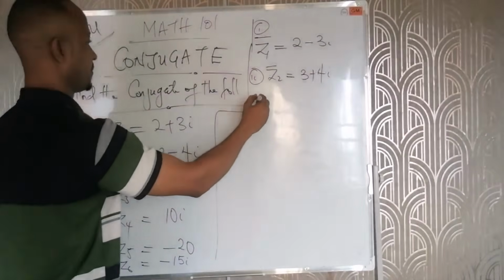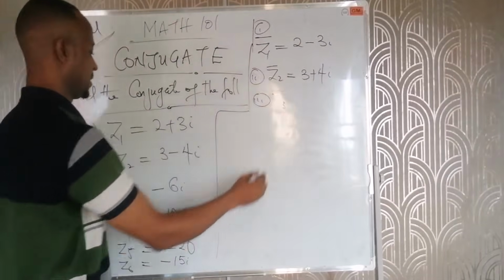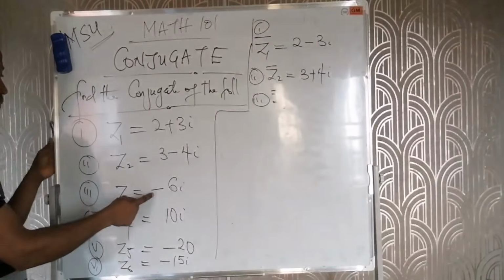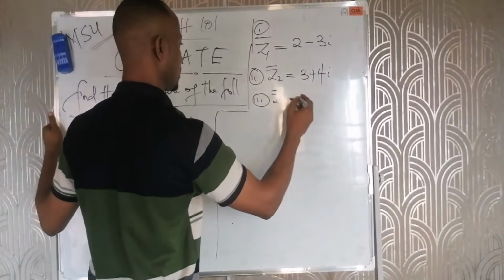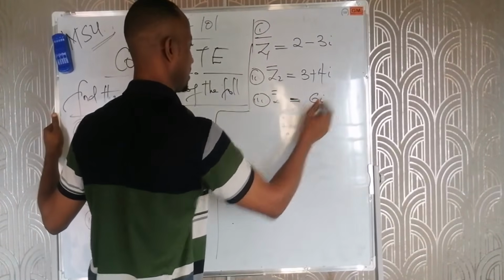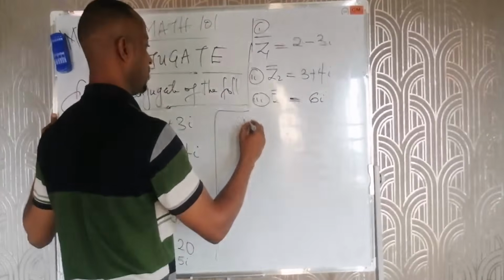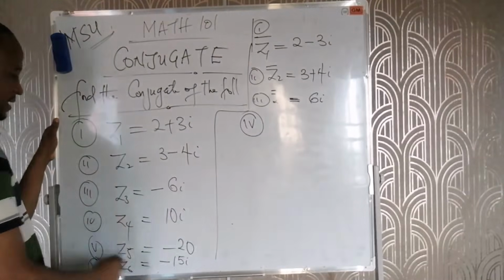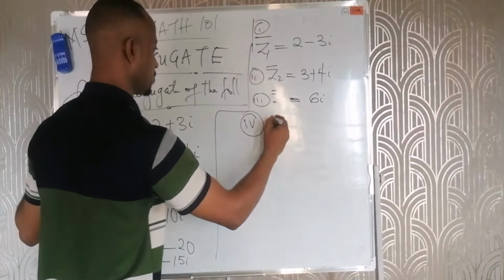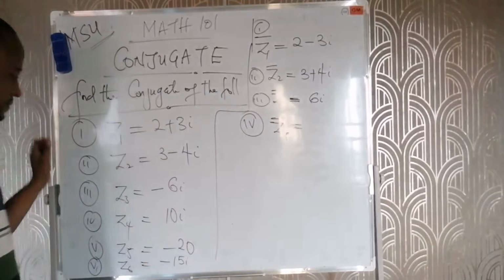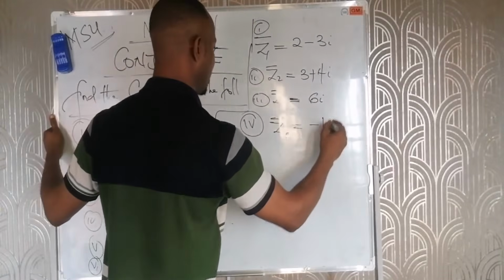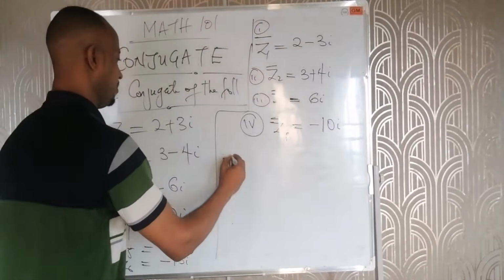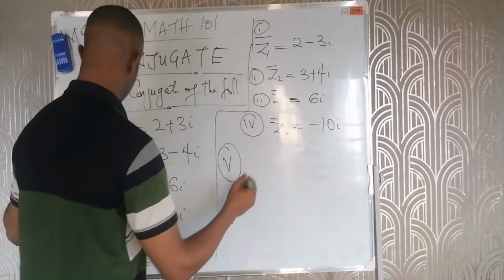So number 3, what is Z3 conjugate? Z3 is equal to minus 6i. So its conjugate will be 6i, right? Number 4, Z4 conjugate, what will it be? Here we have 10i. The answer will be minus 10i.